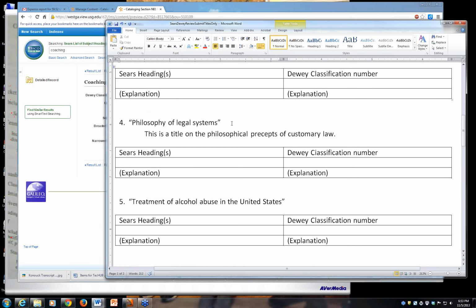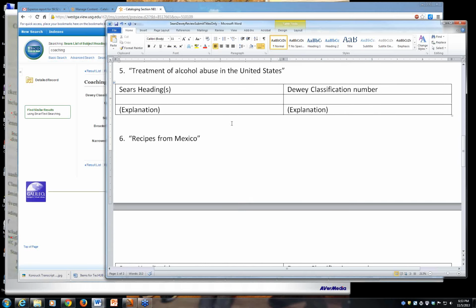Okay, let's skip on down and do a couple of these here, and we'll back up and get the others. We've been on almost an hour, but let's take a look here. Treatment of alcohol abuse in the United States. Okay, now there's a clue here. There's a geographic location. Let's see how we deal with this one. Treatment of alcohol abuse in the United States.